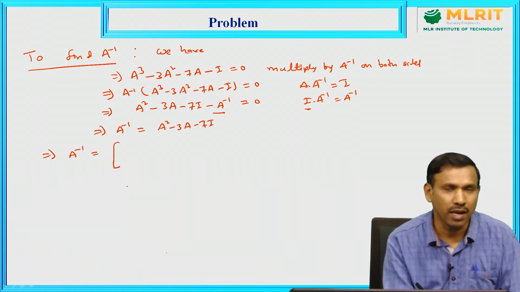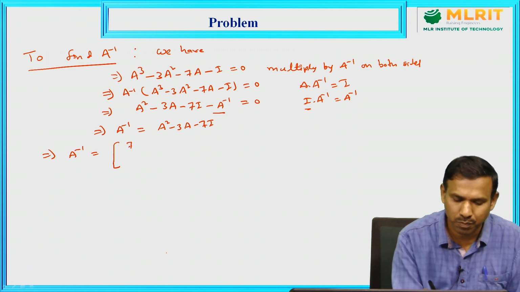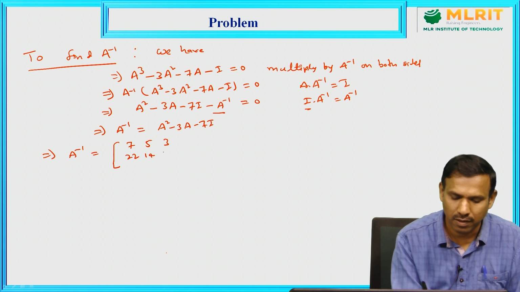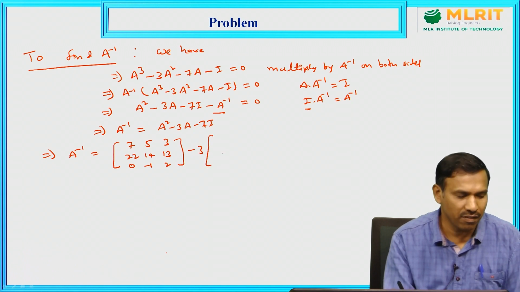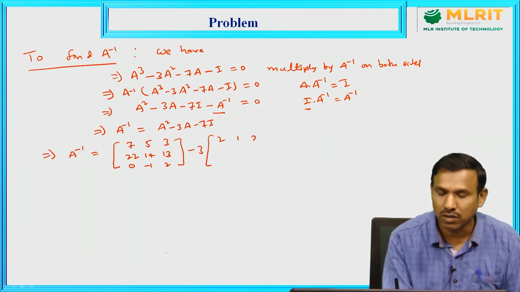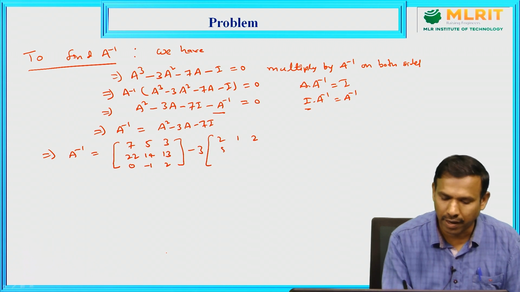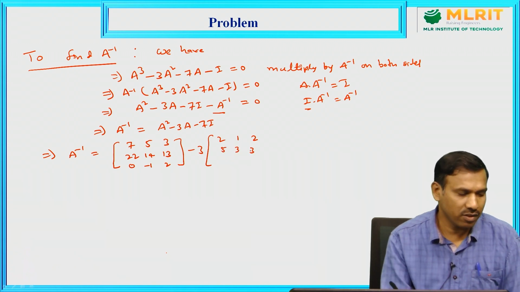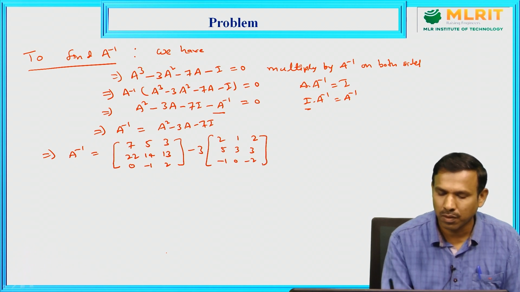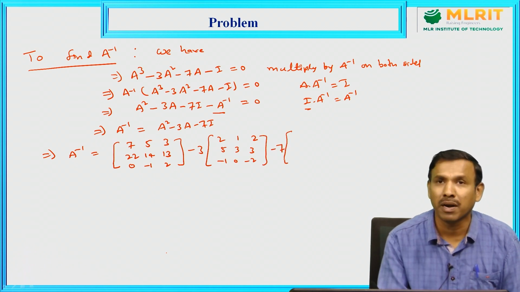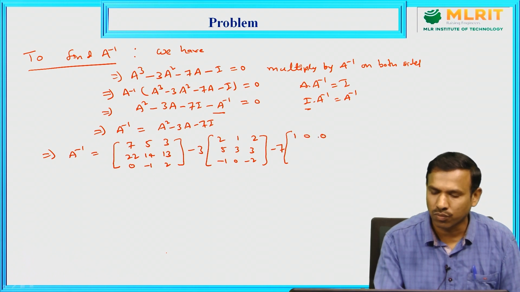A square, I am taking 7, 5, 3; predetermined values 22, 14, 13; 0, minus 1, 2. Minus 3A, A means the given matrix. What is the given matrix here? 2, 1, 2; next 5, 3, 3; next minus 1, 0, minus 2. Minus 7I, I means the identity matrix of 3 by 3: 1, 0, 0; 0, 1, 0; 0, 0, 1.